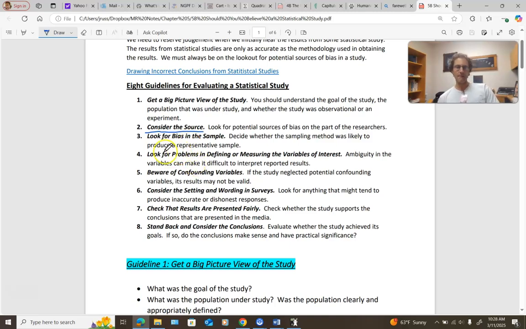And then number 4, look for problems in defining or measuring the variables of interest. Ambiguity in the variables can make it difficult to interpret reported results. There's an example that we'll look at here in a minute. So if you're trying to measure something like love or satisfaction or things of that nature, those can be ambiguous. So you have to be careful. You have to really concretely define these variables.